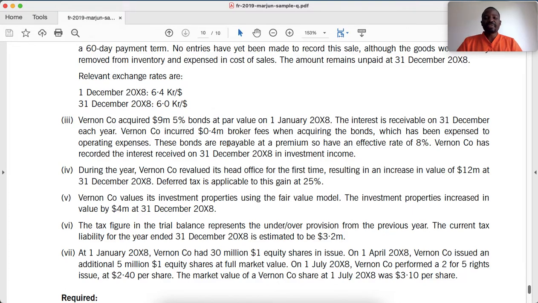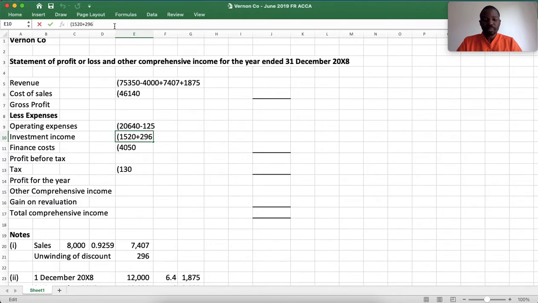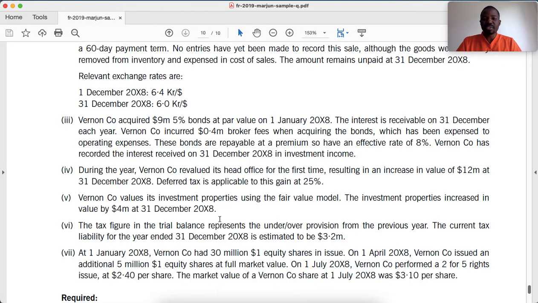So Vernon Co was supposed to debit the bonds and credit the bank, but now what did Vernon do? Vernon debited the operating expenses and credited the bank. So now we have to reverse this 0.4. Let's go to operating expenses and reverse the 0.4. Our operating expenses here. The 0.4 million is simply 400,000. We reverse the 400,000. Now let's continue.